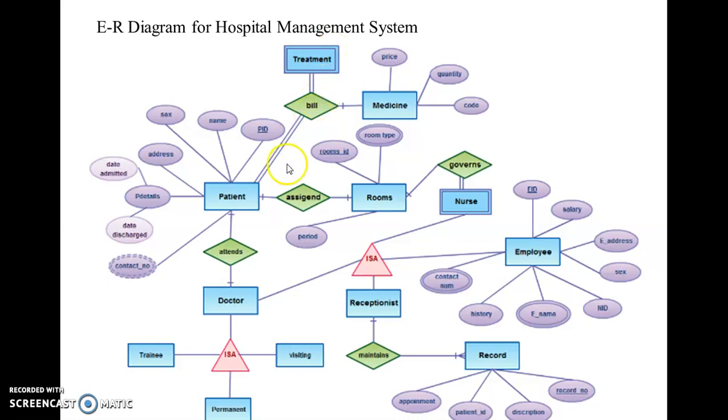So for a patient and for a treatment, there is a relationship bill. For a medicine and a treatment, there is a relationship bill. So in this way, you can connect all those different entities which are shown in a blue rectangle. All those entities can get connected by their particular diamonds, or we say them as a relationship.